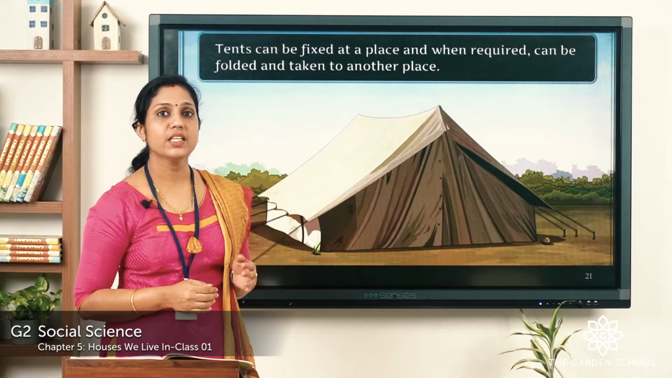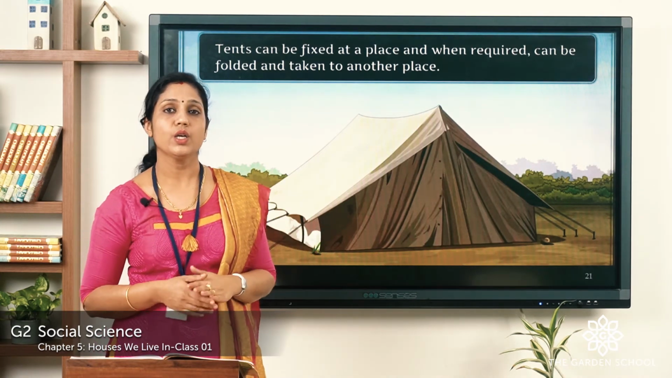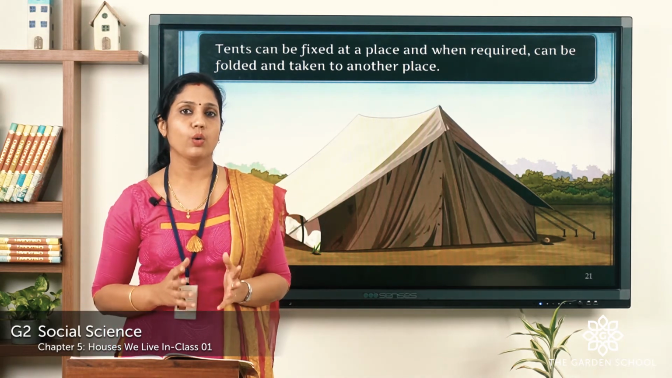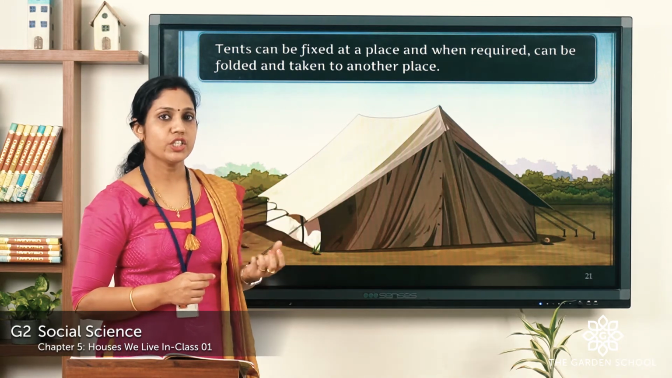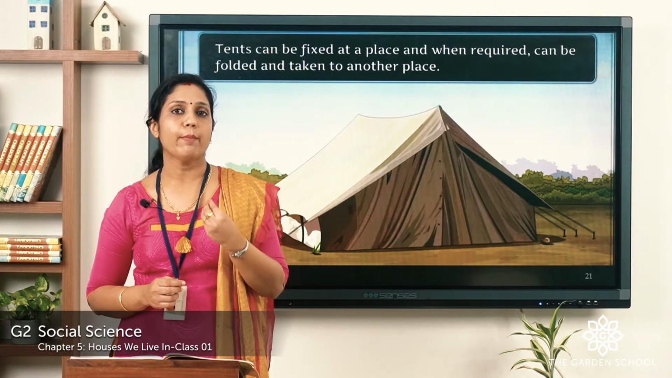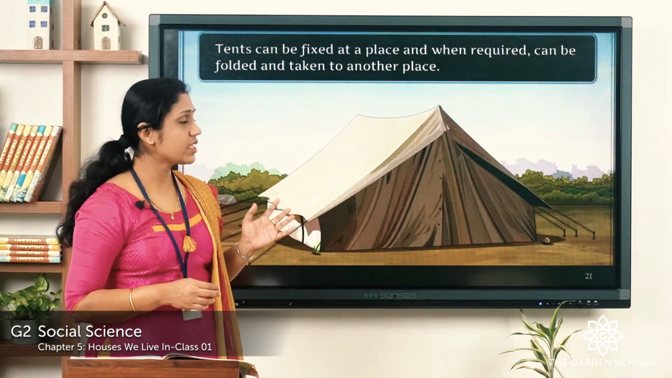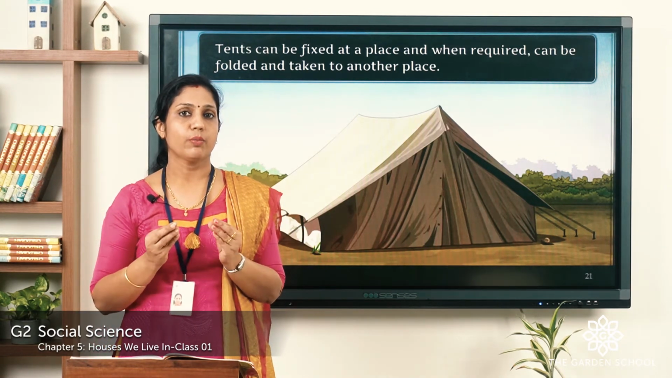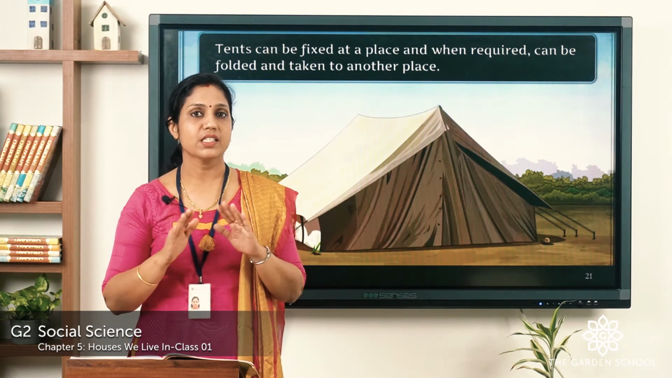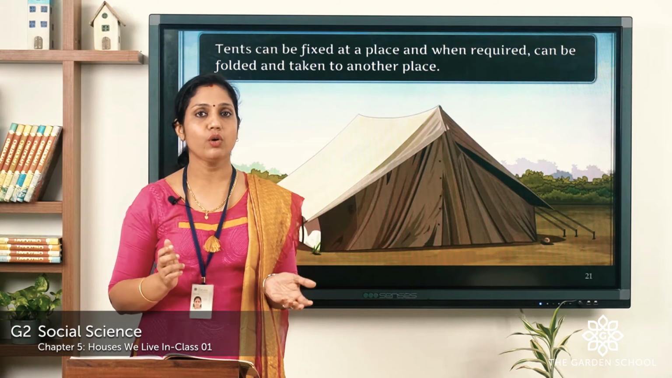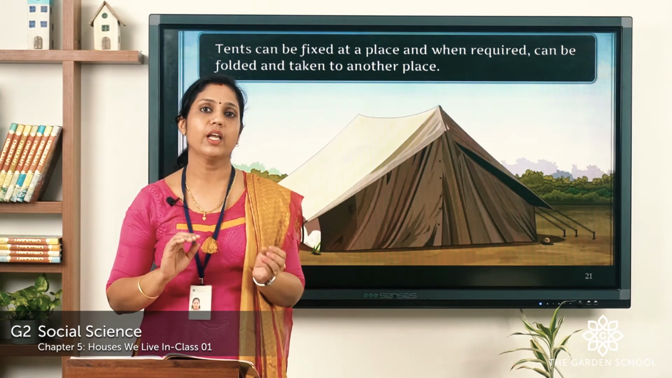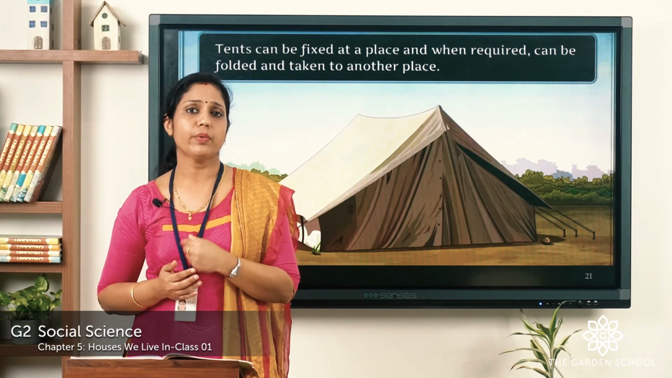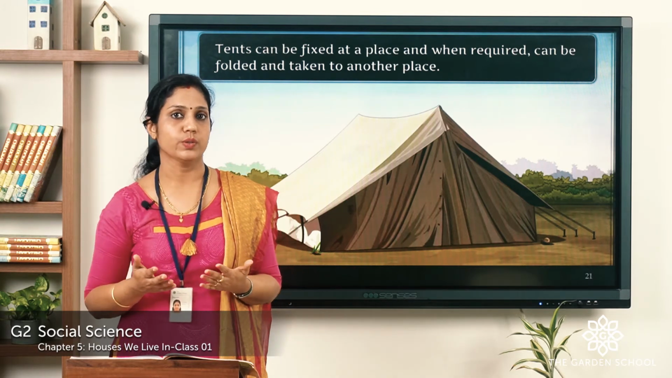The next one is a tent. A tent is a temporary building used to camp outdoors. Usually they use canvas, that is strong cloth, to build these tents. Soldiers, mountaineers, etc. use tents to camp outdoors. So tents can be fixed at a place when required. They can be folded and taken to another place. Some of you might have visited a circus. The circus people use tents, and when they go from there, they take it with them and go to the other place and fix the tent in some other place. So tents are temporary buildings that are used to camp outdoors.